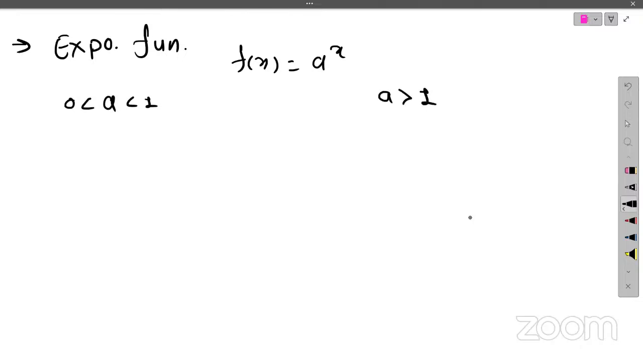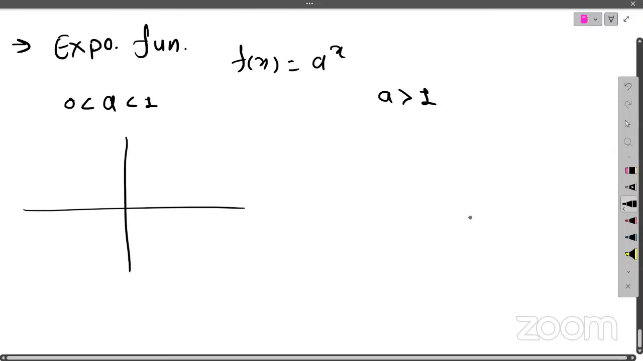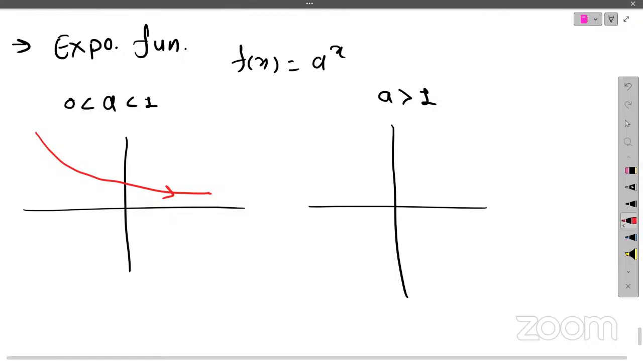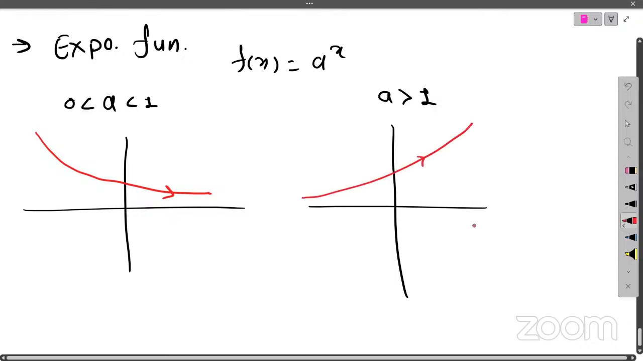So we have two cases here. If the value of a is between 0 and 1, then we know that the graph of the exponential function looks like this. And if the value of a is strictly greater than 1, then the graph of the exponential function looks like this. Now using the graph, we can compute several things.